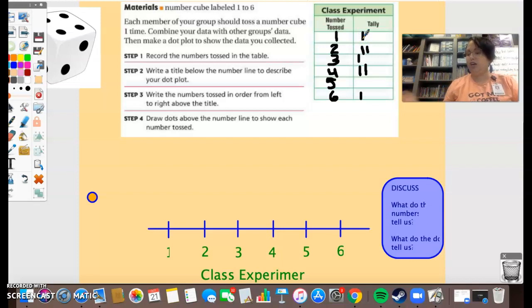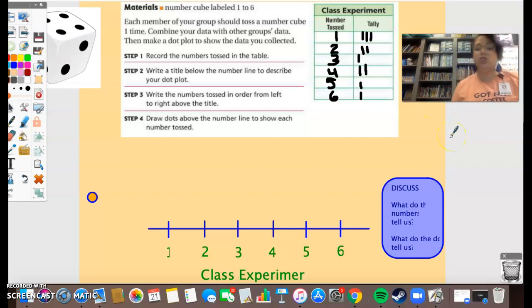I need to do 3 more times. There's another 1. 2 more times. There's a 5. Oh, good. I was worried about that 5. I thought he was going to be lonely. And another 1. Okay. So that gives us some information. That gives us some data.